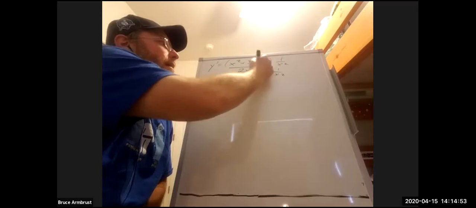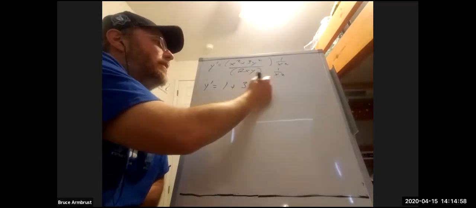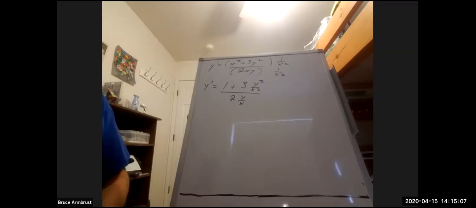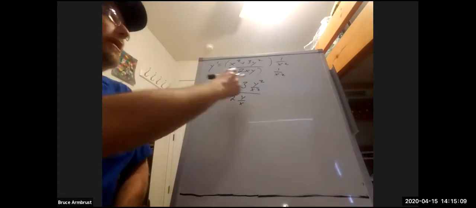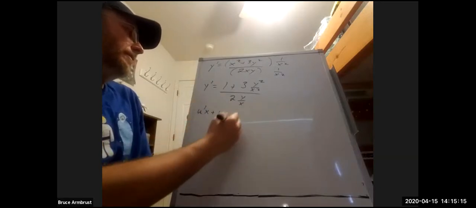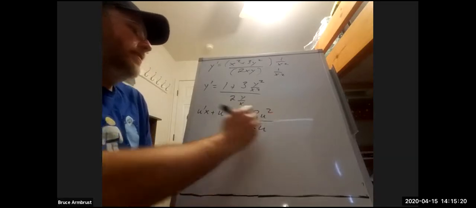Because if we want to get y over x, we need to have an x for every one of the y's. So in this case, we're going to multiply by 1 over x squared on top and bottom. And what that's going to do here is give us a 1 plus 3 y squared over x squared divided by 2y over x. And now you can see how this is going to work when we do our substitution. So if we let u equal y over x, this is going to give us u prime x plus u is equal to 1 plus 3u squared over 2u.